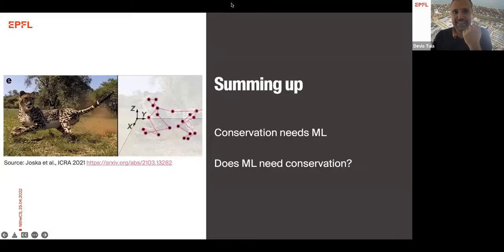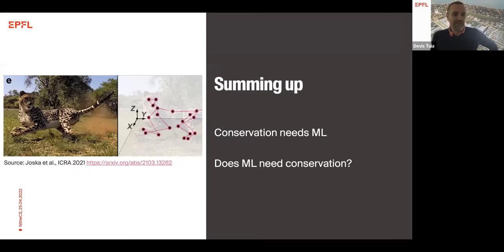All right, I'm getting to the end of it. So just a couple of words to conclude. I hope you have seen that conservation needs machine learning to speed up and scale up, and that as machine learning scientists we can do a lot to play our little part in the biodiversity crisis.